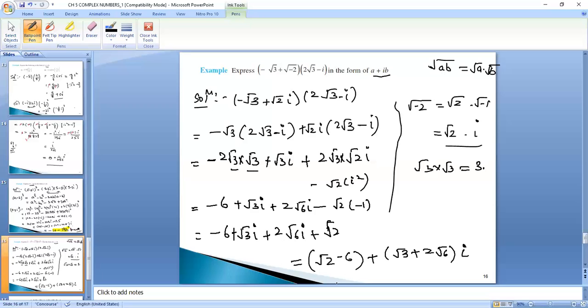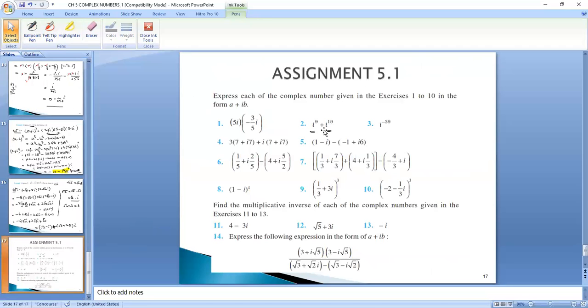Now this is the complete a, and the term with i is b, and in between we have a plus sign. So we have expressed it in the form a + ib. We have done nothing but multiplied the terms and solved for iota.